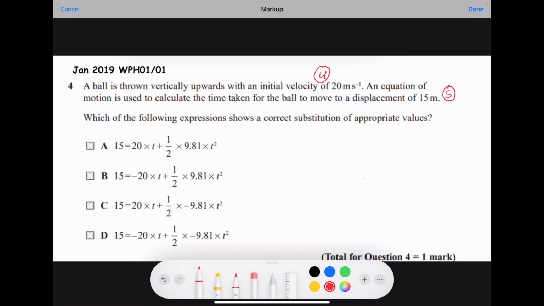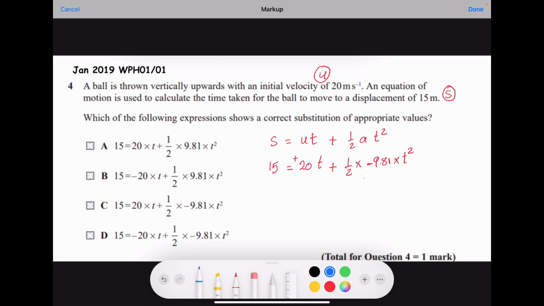When you look at the choices A to D, the 15 meters is the displacement. So the examiner draws your attention to start with the equation s equals ut plus half at squared. Displacement is 15. Initial velocity is 20. Initial velocity is positive when you go up. Here, plus half times minus 9.81 times t squared.